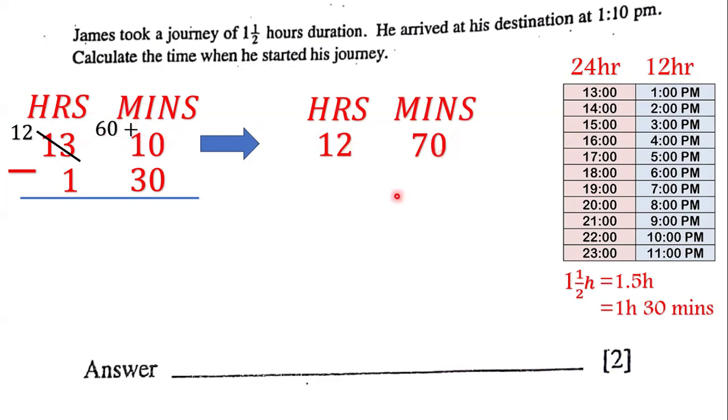And next, we have 1 hour and 30 minutes, and we have to subtract them. So we have 0 minus 0, and 0 minus 0 is 0. And we have 7 minus 3, and 7 minus 3 is 4. And we have 2 minus 1, and 2 minus 1 is 1. And we have 1 minus 0, and 1 minus 0 is 1. And so what we actually have is 11:40.